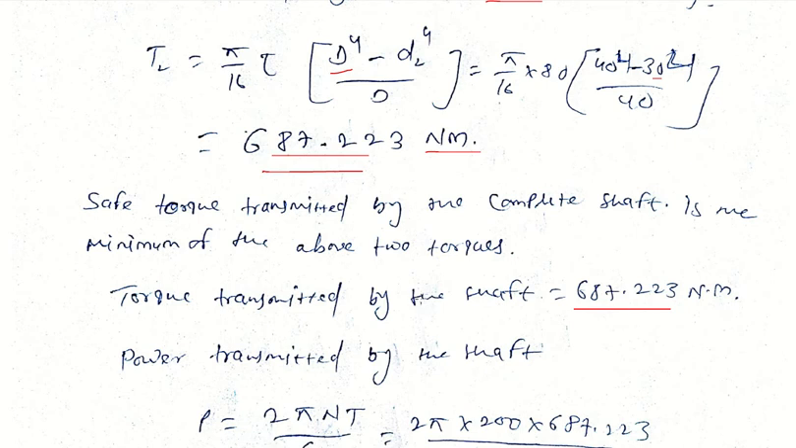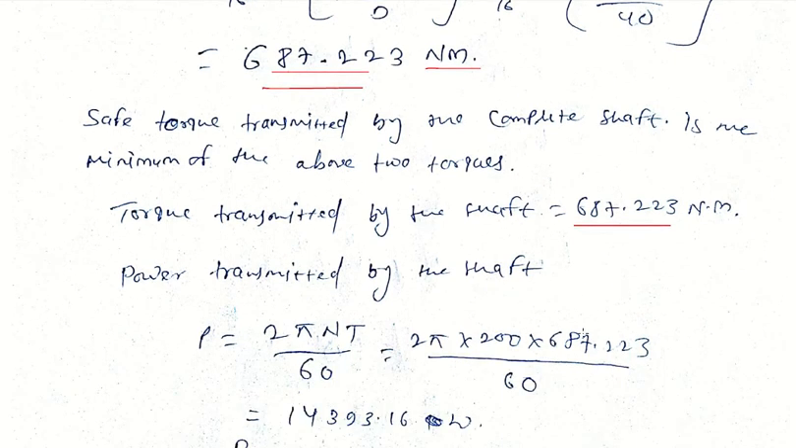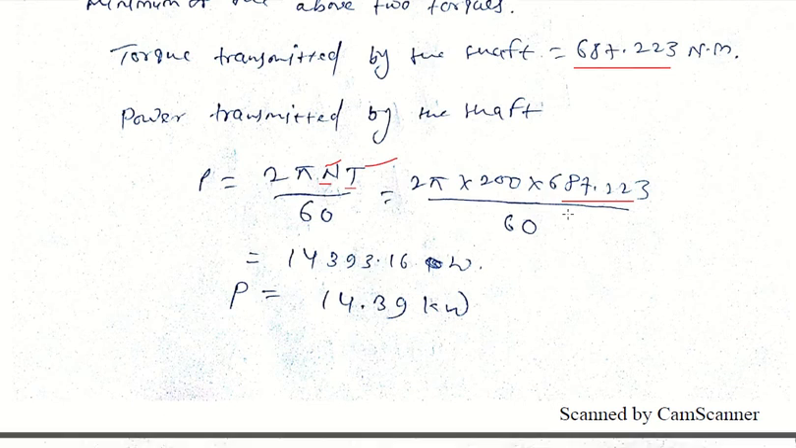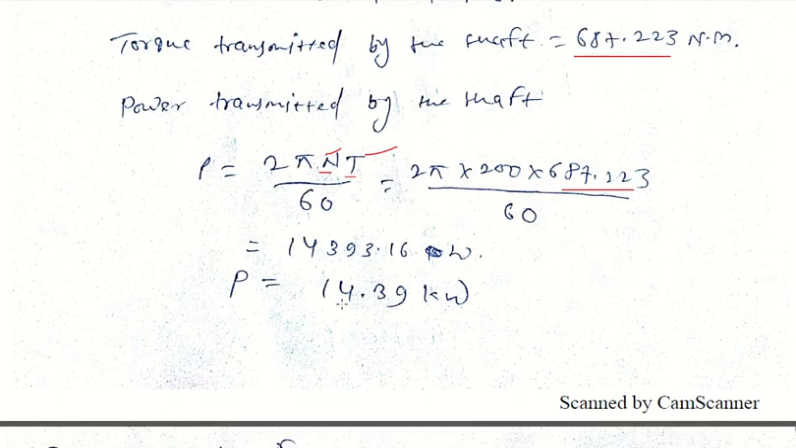Now the power transmitted by the shaft. We know from the question there is speed and torque. The formula is power equals 2 pi N T by 60. So we put the values of speed and the safe torque transmitted. So 2 pi into 200 into 687.223 divided by 60. When we calculate this, it will give 14.39 kilowatt.